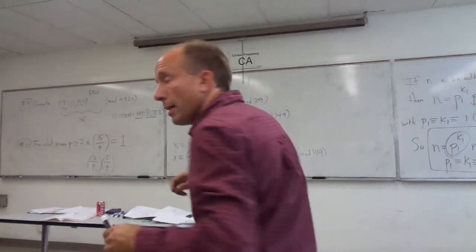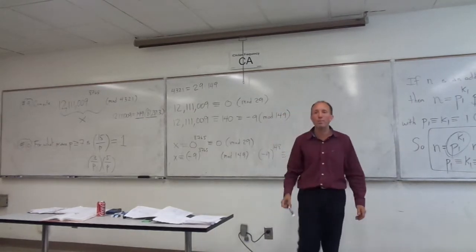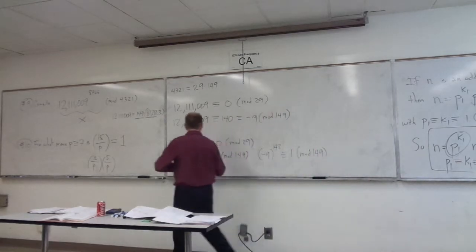So are we okay with that? The idea here is that now you want to take 8765 and divide it by 148 and take the remainder again. Anybody have that for me?